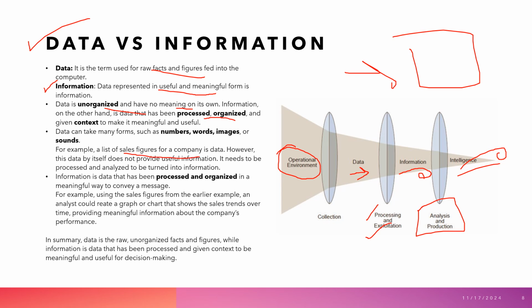An example of it could be, say you have sales figures for a company. However, it does not make much sense on its own. When it is processed and analyzed, this can help you create a graph or a chart which shows the sales trends over a time period, which means you can analyze from that how well an organization has performed in the last 6 months or last 3 months. So to summarize, data is raw and unorganized, while information on the other hand is processed and given context to be meaningful for decision making.